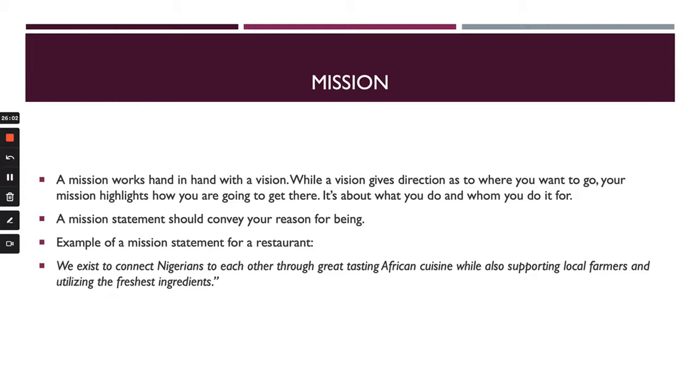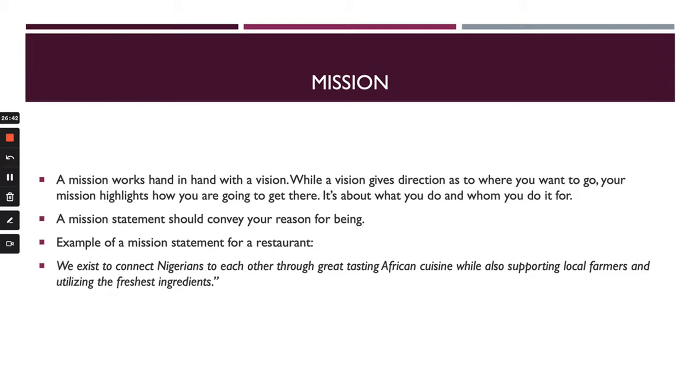An example of a mission statement for a restaurant: we exist to connect Nigerians to each other through great tasting African cuisine while supporting local farmers and utilizing the freshest ingredients. Let's break that down. We exist to connect Nigerians to each other through great tasting African cuisine. Now, the reason why this business exists is because not only do they want to make great food, great African cuisine, they also want to connect Nigerians to each other and support local farmers by using fresh ingredients.